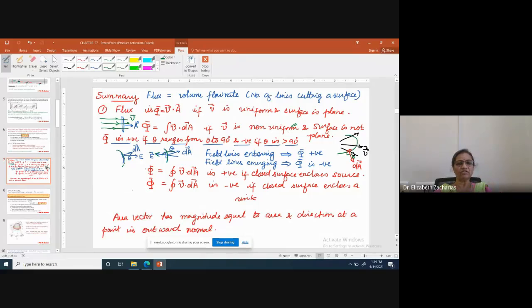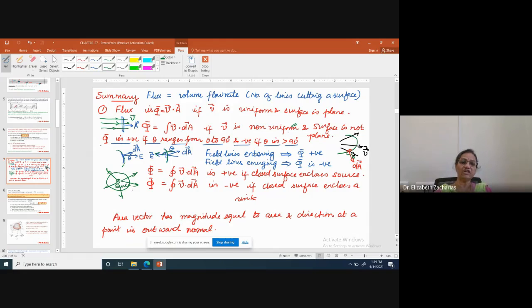After we were done with this, we went to closed surfaces. We talked about situations where you have a closed surface and you're talking about flux for a closed surface. For a closed surface, flux will be positive if this closed surface encloses a source, because from the source you're going to have flow outward. Therefore, flux will be positive. On the other hand, if what you have inside the surface is a sink, then water will be flowing towards the sink. In that case, field lines are entering. So therefore, flux will be negative.